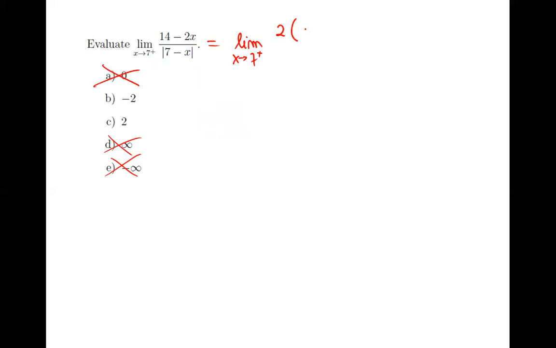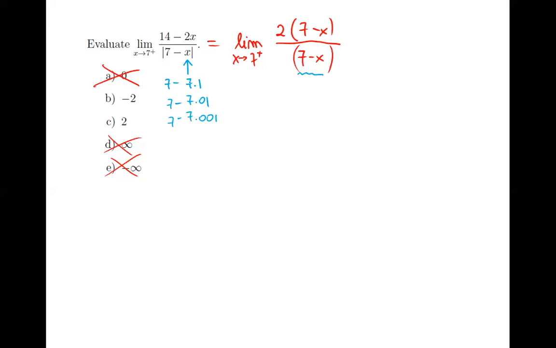Okay, I will factor out 2 times (7 minus x). And I do have 7 minus x, but I really have to investigate the sign. Okay, let's see. This is x, and x is approaching 7 from the right-hand side. 7.1, 7.01, 7.001.